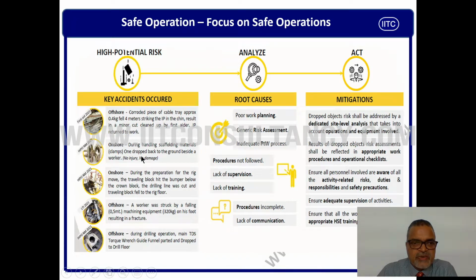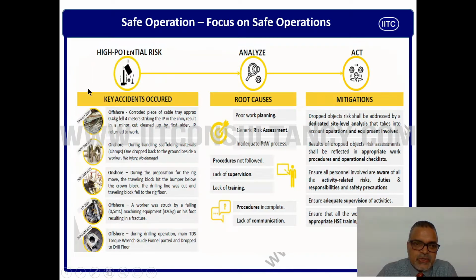Its fitting material has fallen down. Hypo near miss 2021, onshore. This is the case, LTI 2021. From 0.5 meter height, matching equipment, 320 kg, fell on his foot. And hypo near miss, you can see here like this.